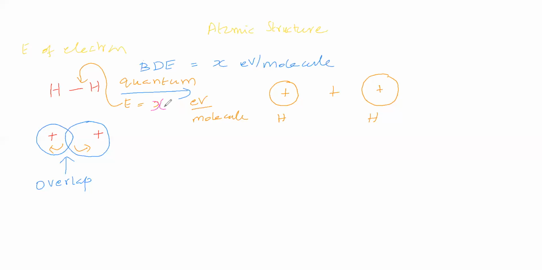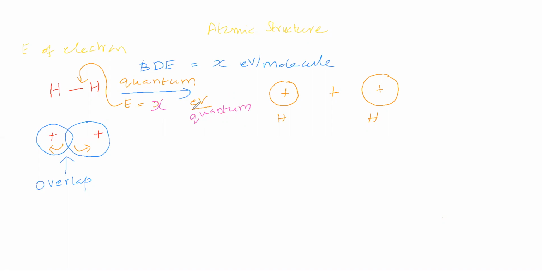So X electron volt energy we supplied. Here, instead of molecule, we have to say quantum. One quantum is having X electron volt. So the energy of a quantum is X electron volt. This means one quantum is having energy X electron volt. That is the meaning.